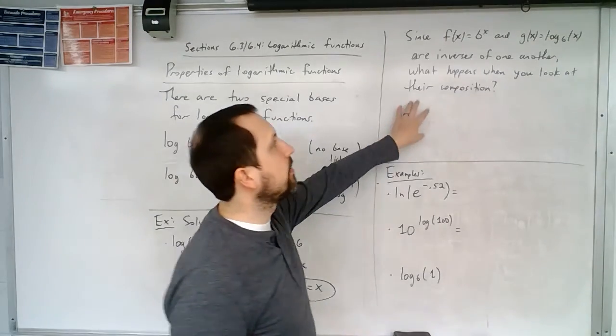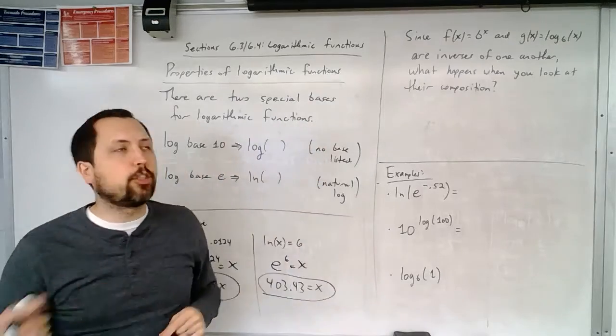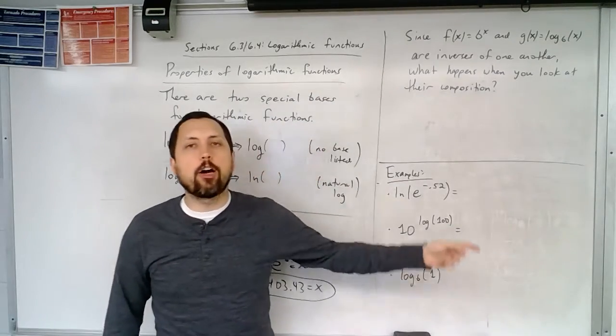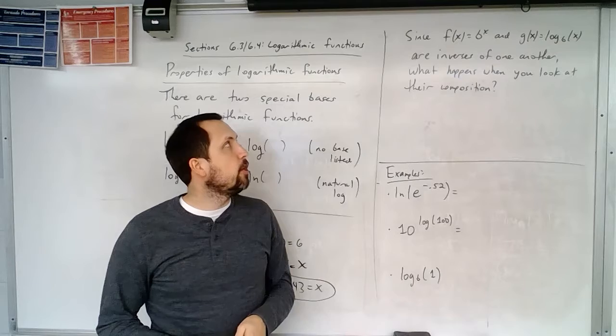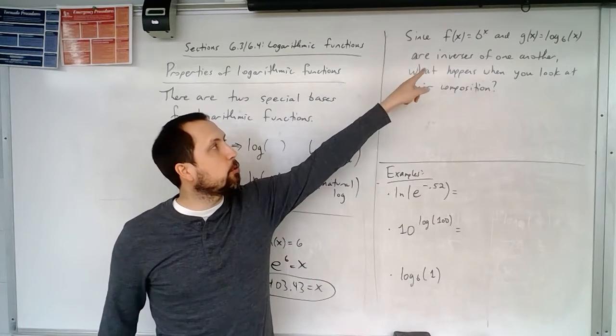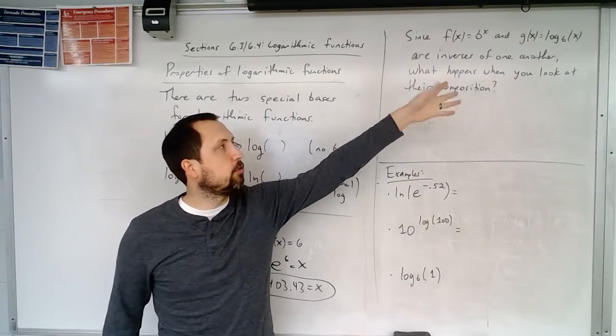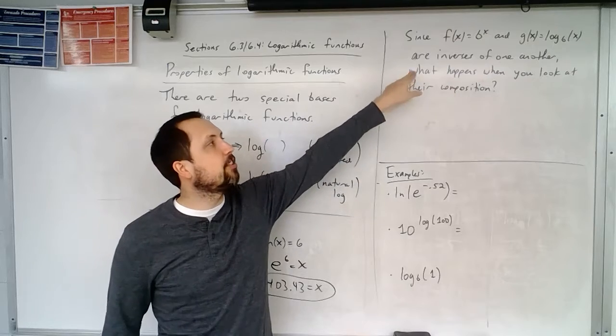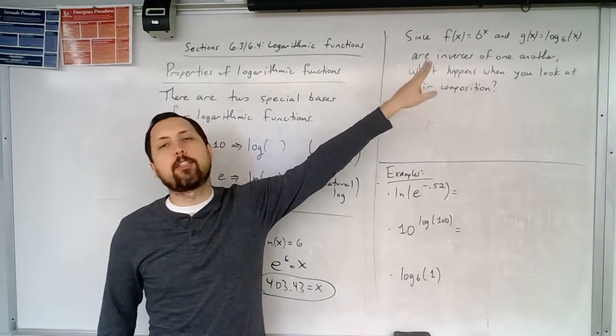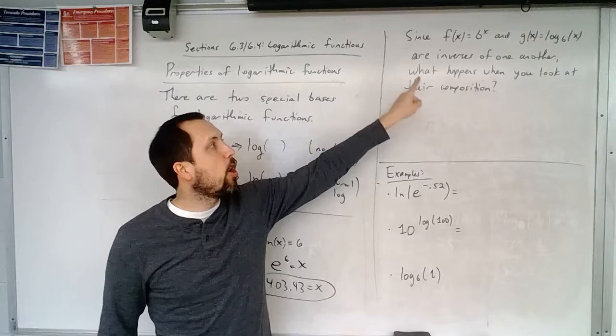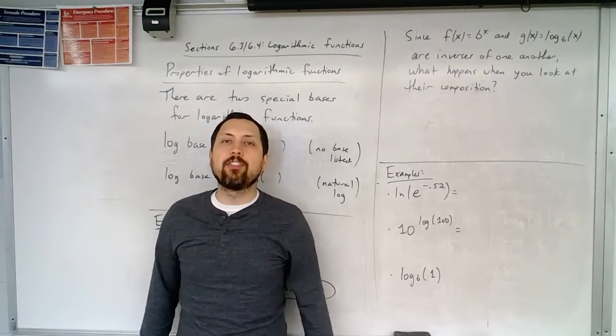One other thing I want to take a look at now is this relationship between exponents and logs with them being inverses. Since f of x equals b to the x and this other function, g of x, is log base b of x, these are inverses of one another. As long as the bases are the same, they're inverses. What happens when you look at their composition?